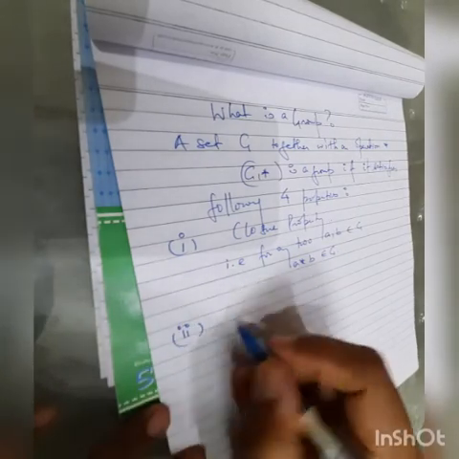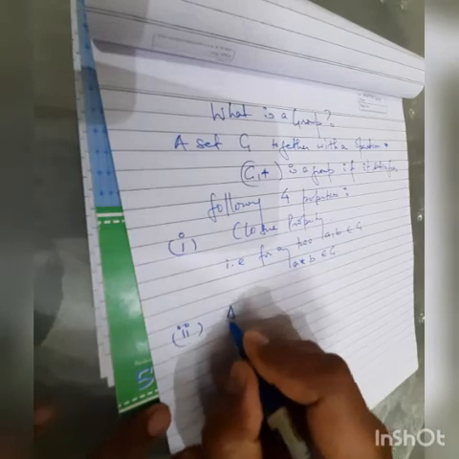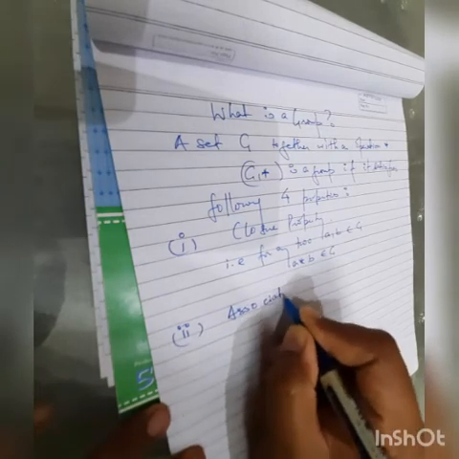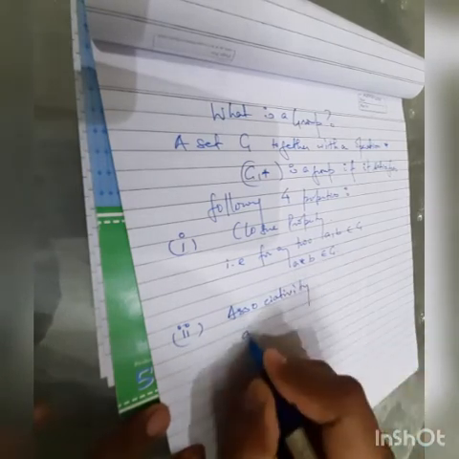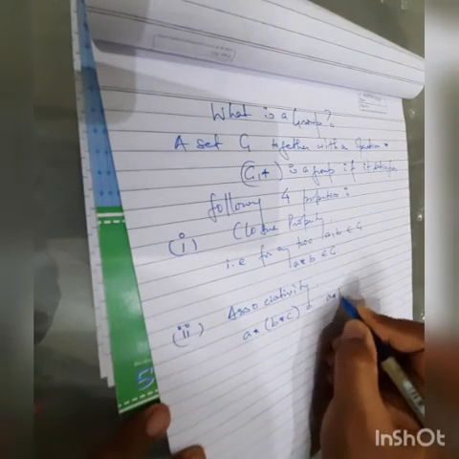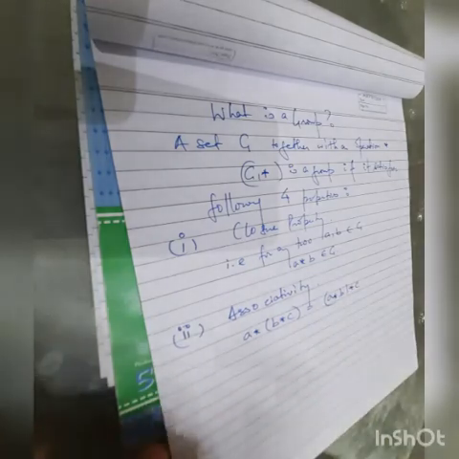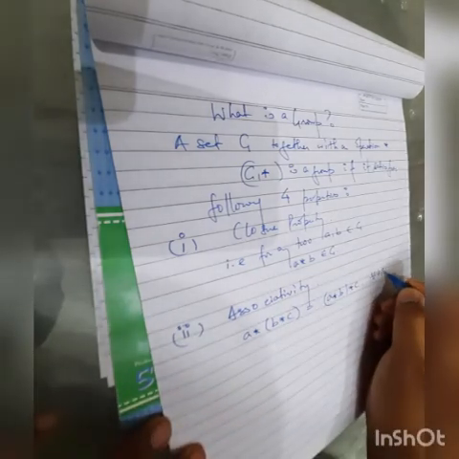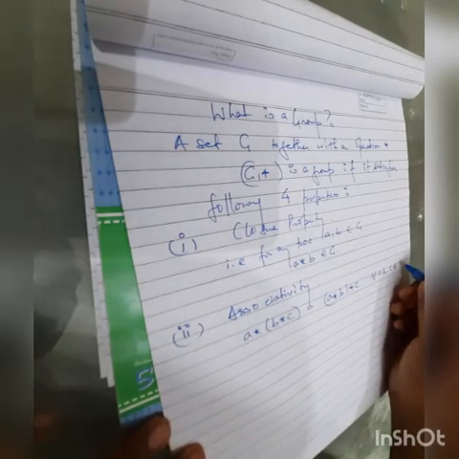Second is associativity. So you all know what is associativity. A star B star C should be equal to A star B star C. So this means you can operate any two.